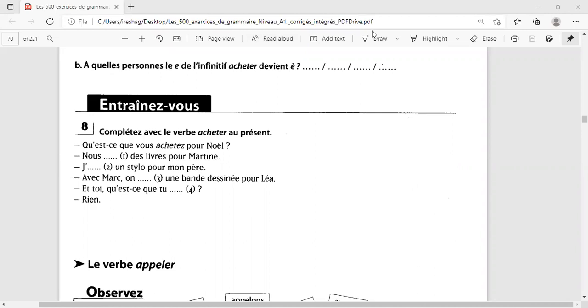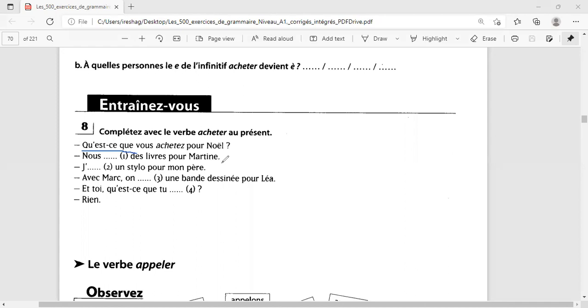Qu'est-ce que? The entire phrase. Qu'est-ce que gives the idea of what. What you buy for Christmas. Noël is Christmas. Qu'est-ce que vous achetez pour Noël? Second one, nous achetons des livres pour Martin. We buy the books for Martin.